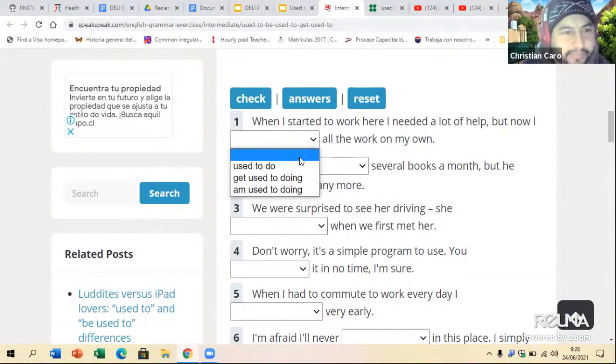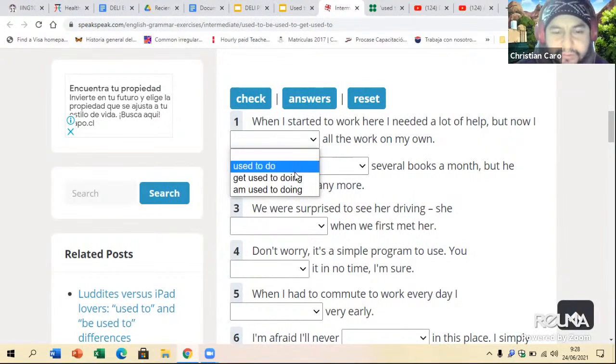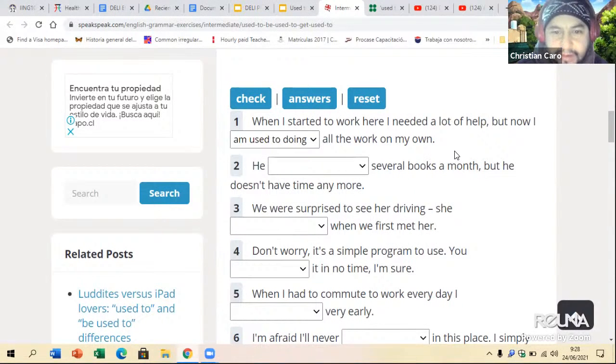What do you think, guys? Catalina says get. Tomás dice am. Vicente dice am. I'm used to doing, okay, that's the most voted. Now I am used to doing all the work on my own.